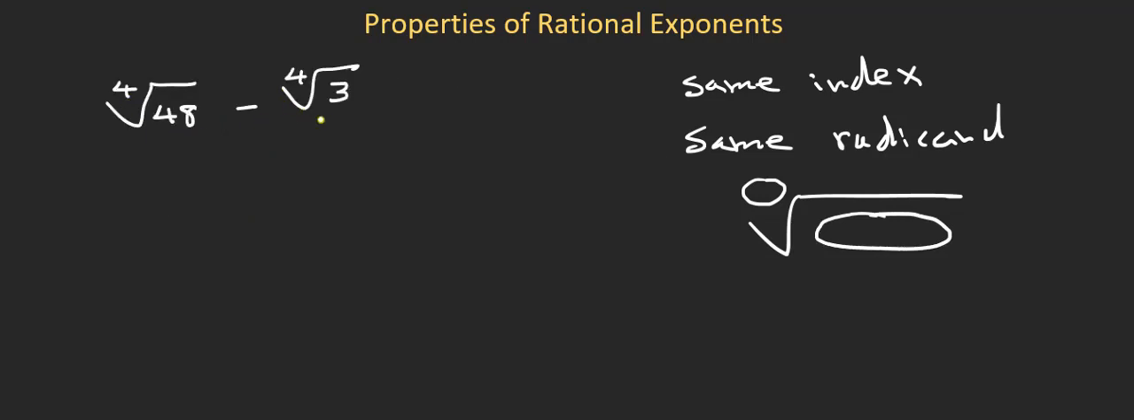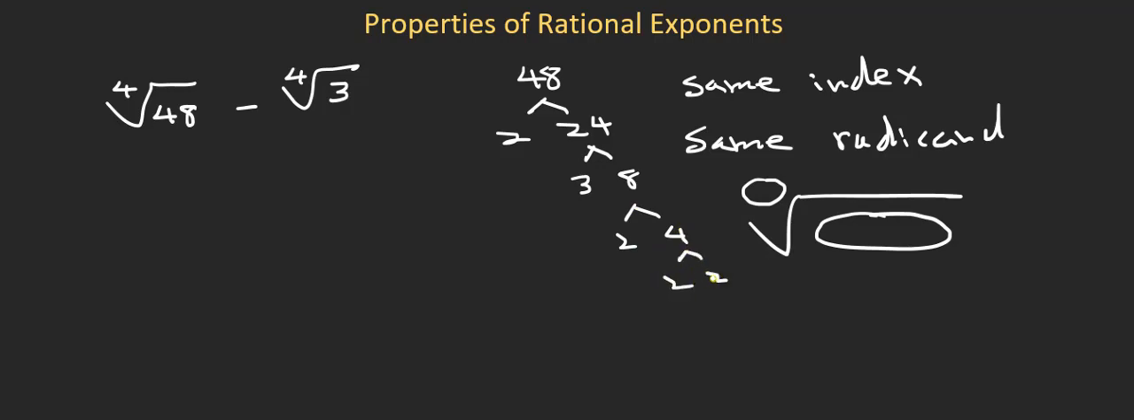What about 4th root of 48 minus 4th root of 3? They have the same index, but they do not have the same radicand. So we cannot subtract unless we manipulate it so that they both have the same radicand. So let's look at 48. Let's break it down. You get 3 times 8. That's 2, 2, 2, 2. So you have 1, 2, 3, 4 twos. So 2 can come out. And what stays inside? 3.